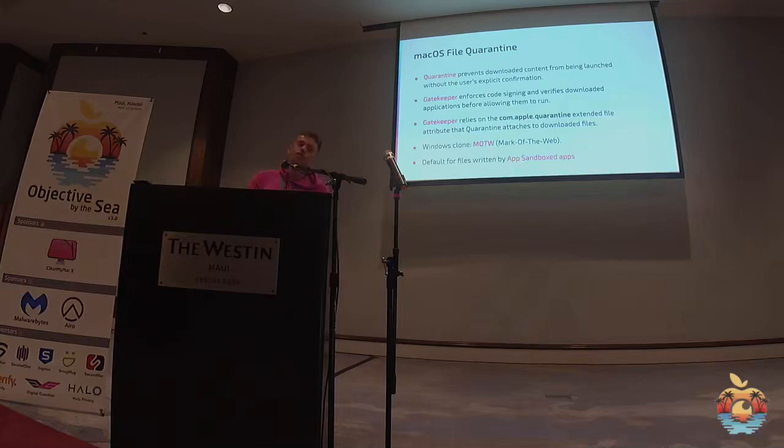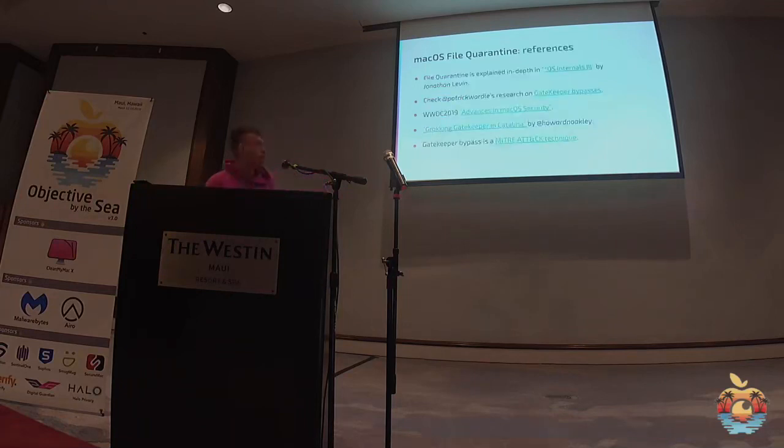The Gatekeeper mechanism enforces code signing and verifies the downloaded applications before allowing them to run. It's obvious. Actually, the Gatekeeper mechanism relies on the com.apple.quarantine attribute, an extended file attribute that the quarantine mechanism, quarantine, not Gatekeeper, assigns to the downloaded file. There is a Windows clone known as Mark of the Web, and it's important to understand that this option is default for all apps and box applications. If you would like to discover more about file quarantine, you can check Jonathan Levin's work, Patrick Wardle's research, and so on. It's also interesting that a Gatekeeper bypass is a neutral attack technique.